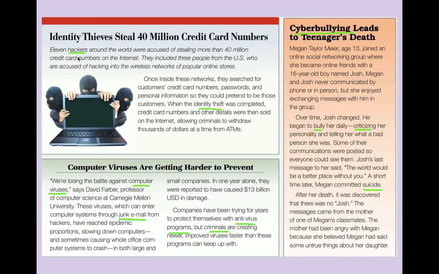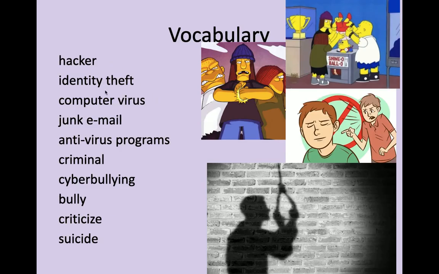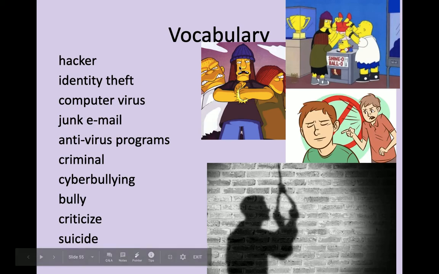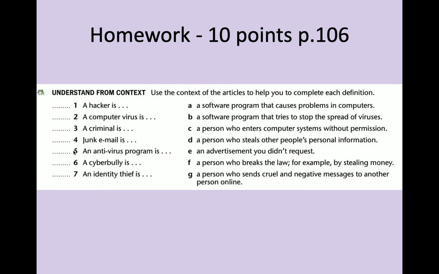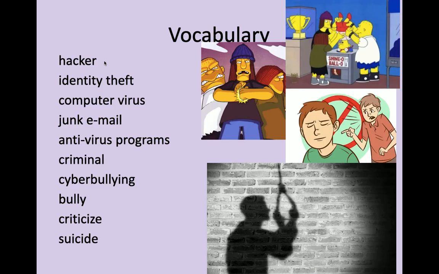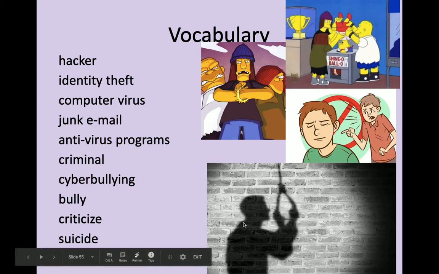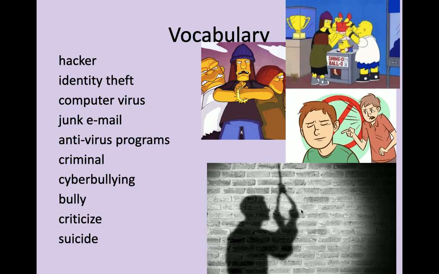Here are the vocabulary words. We have hackers, identity theft, computer virus, junk email, antivirus programs, criminal, cyberbullying, bully, criticize, and suicide. A lot of these are going to be in the homework. We have a bully here, right? These guys are bullying this guy. A little bit different than bully is criticize, telling someone that they have a problem. And suicide is if you kill yourself.